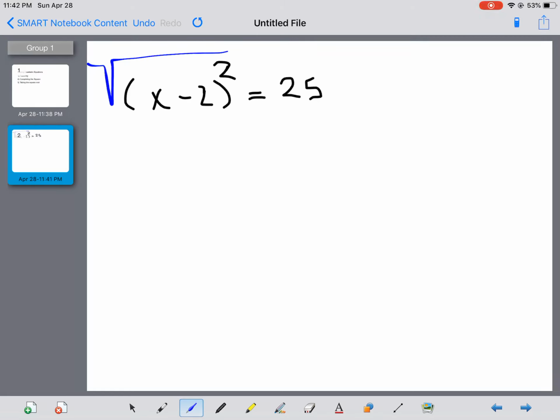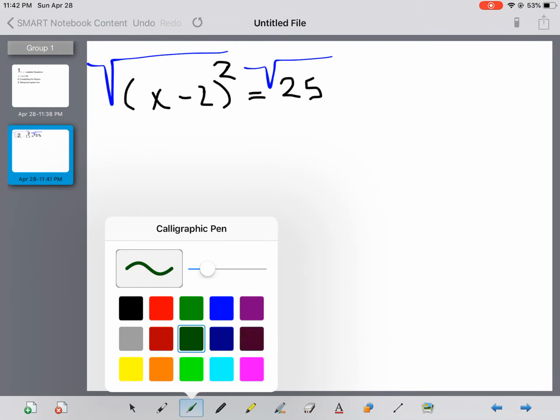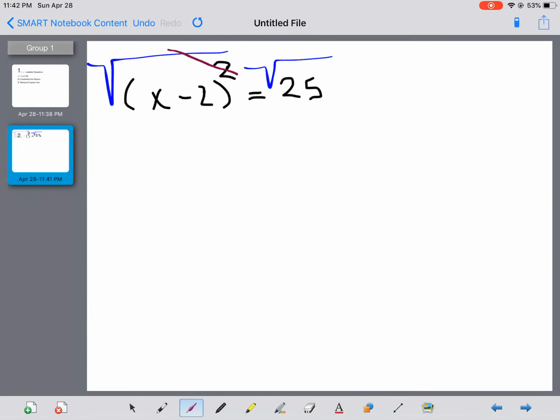So we take the square root of the left side, which means we also have to take the square root of the right side. And so square root and exponent, those are opposite operations. So these two undo each other. And so we are left with x minus 2. And on the right side, square root of 25 is 5.